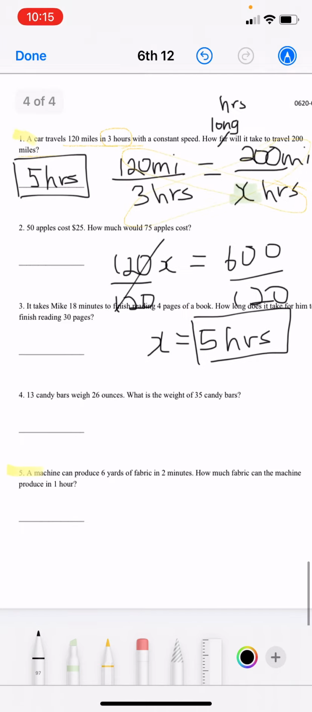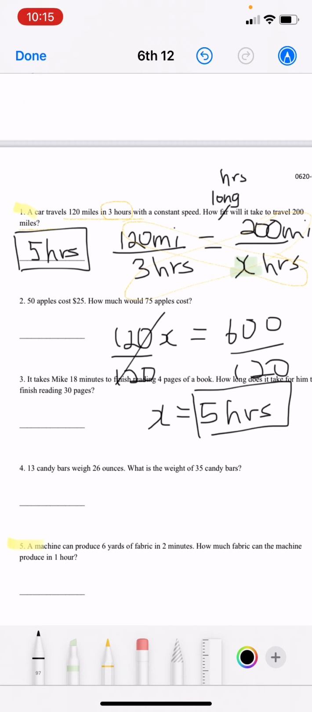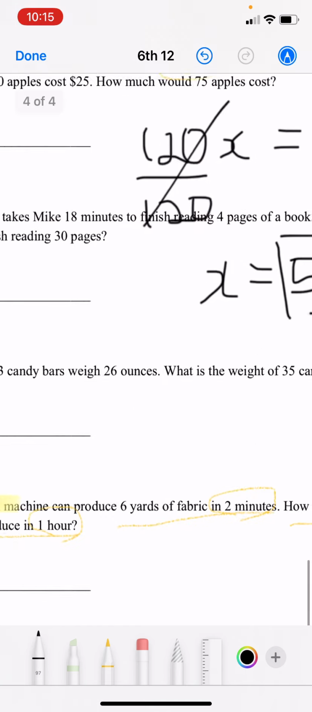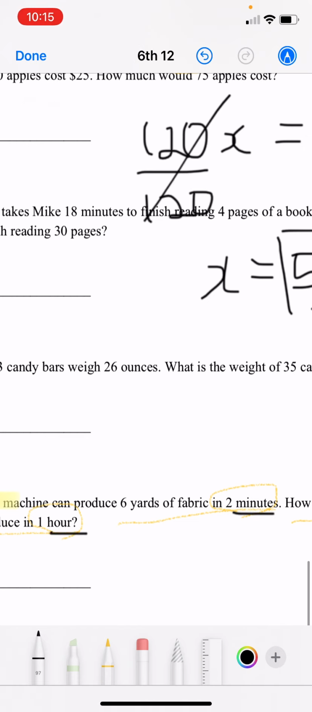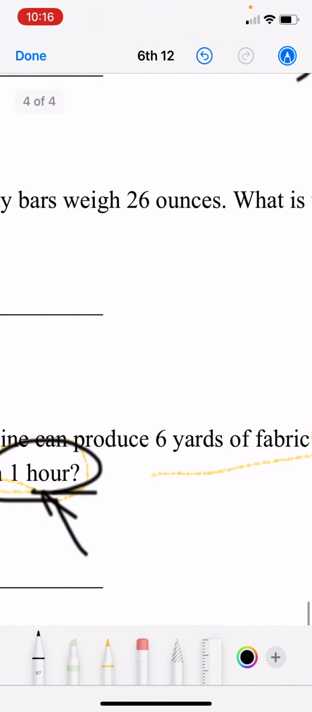Last question, let's look at number 5. A machine can produce 6 yards of fabric in 2 minutes. How much fabric can the machine produce in 1 hour? This is tricky. Why? Because we have 2 different units. Can we set up a proportion like that? No, we cannot. So either we have to change minutes into hours, or hours into minutes. We're going to change hours into minutes, because we know for a fact that 1 hour is 60 minutes. It's just that simple.